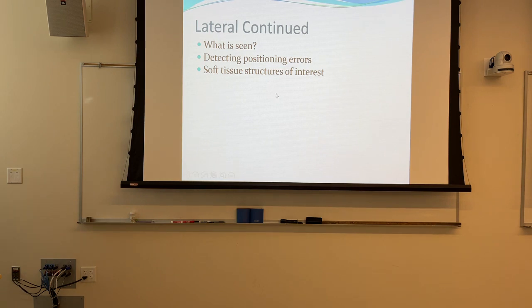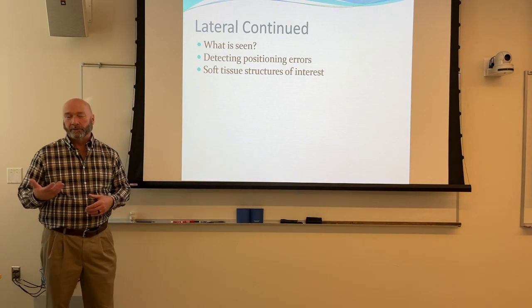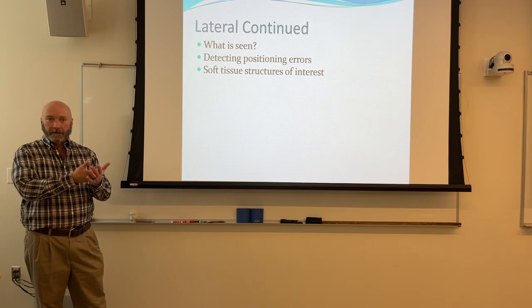So what we're going to see, we already talked about that, positioning errors, it's either going to look a little too AP or, you know, it's going to look oblique. But soft tissue structures of interest. So what we've got, we call it prevertebral fat pad, but really what it is is soft tissue between the vertebra and the airway, right?